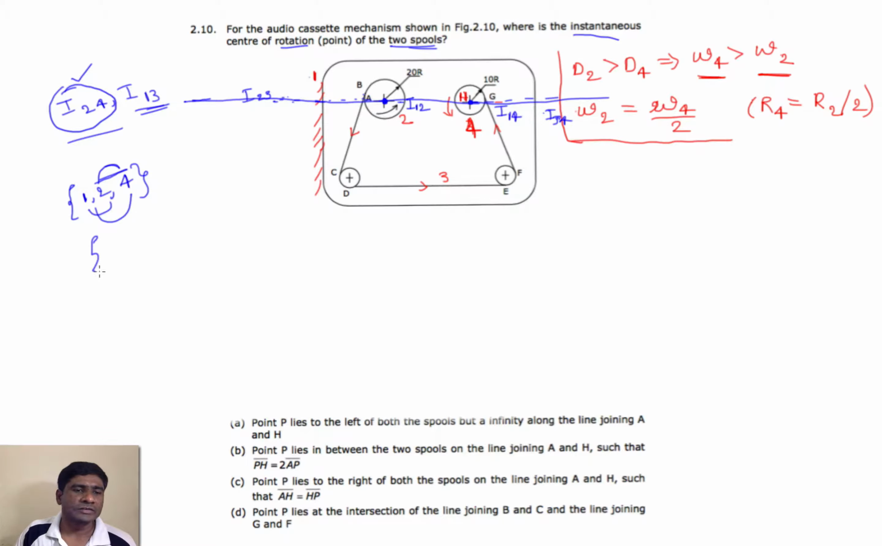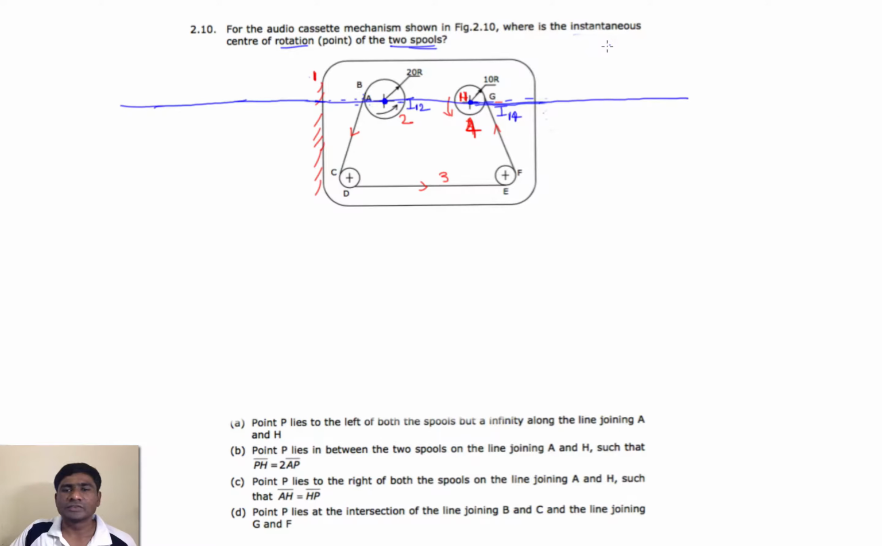If I consider another set, 3, 2 and 4, the instantaneous center between 2 and 3 is on this line, which we have already seen, and the instantaneous center between 3 and 4 is again on this line. So the instantaneous center between 2 and 4 should lie on this one. From these two sets we could deduce that instantaneous center 2, 4 should lie on this line, but we cannot figure out its exact location. But so far what we know is omega 2 equals half of omega 4.